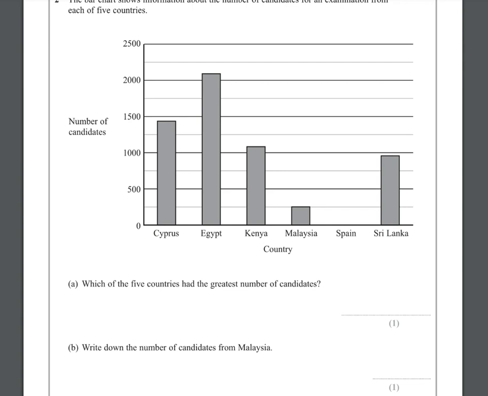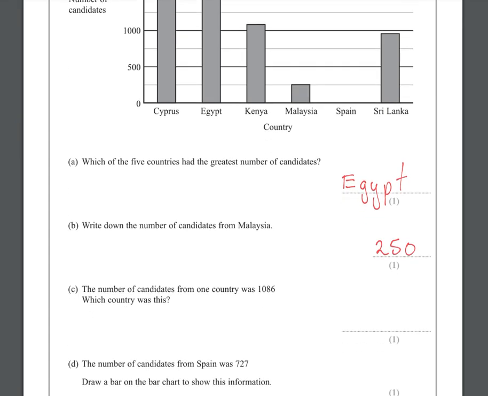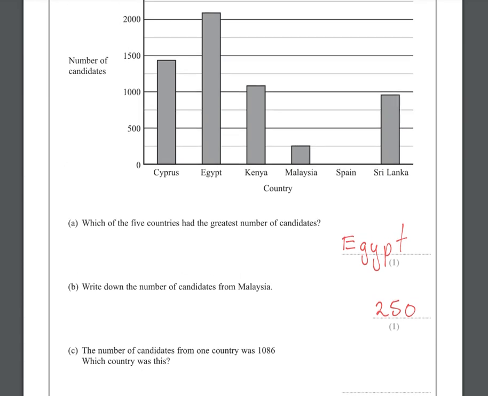Okay, moving on. Which of the 5 countries had the greatest number? So Egypt. Write down the number of candidates from Malaysia. So that's halfway between the 500 exactly, so that's going to be 250. Number of candidates from one country was 1086, so just over 1,000. It's going to be Kenya.